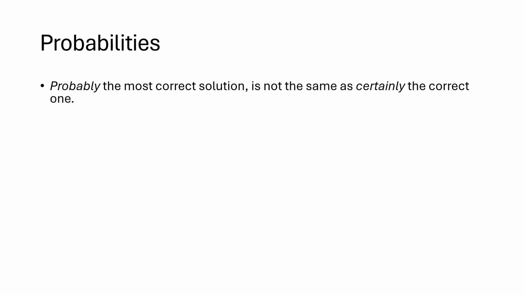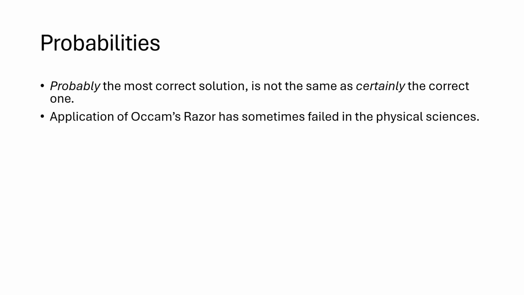Something to remember here is the importance of probability. What we're looking for is probably the most correct solution, but it's not the same as certainly the correct one. Certainties are a lot harder to find in the social sciences especially, that there's always going to be room for error. There's also going to be room that we need to know more. Now, Occam's razor has sometimes failed in the physical sciences where it has been applied the most and where it is considered much more essential.